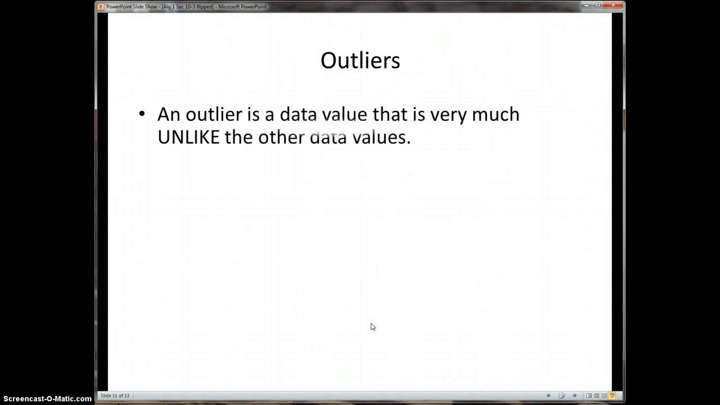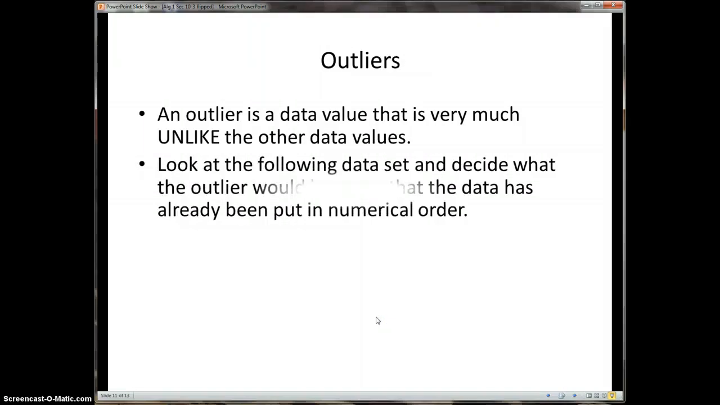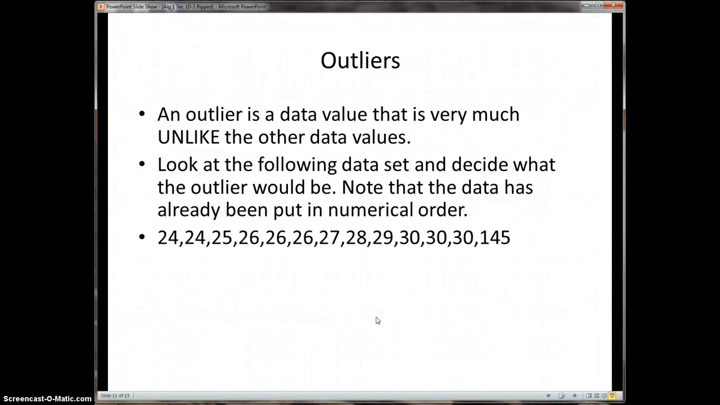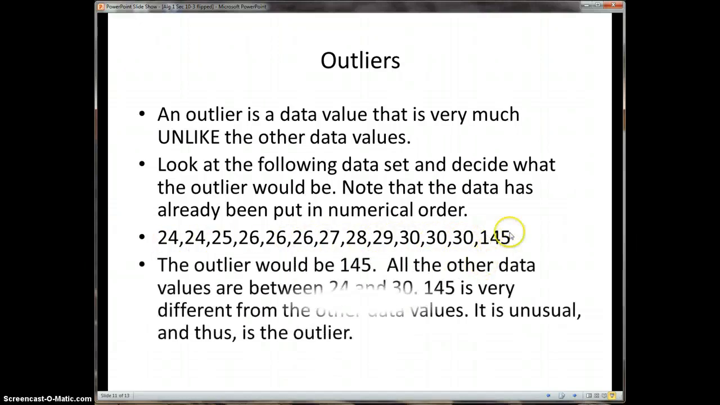Outliers. An outlier is a data value that is very much unlike the other data values. Look at the following data set and decide what the outlier would be. Note that I've already put the data in order for you. So what's the outlier? You start looking at these numbers as you go through, and it's like, whoa. All these numbers are between 24 and 30, except for 145 is way out there. The outlier would be 145. Every other number is between 24 and 30. They're very similar and close together, and then 145. It's very different from the other data values. It's the outlier.